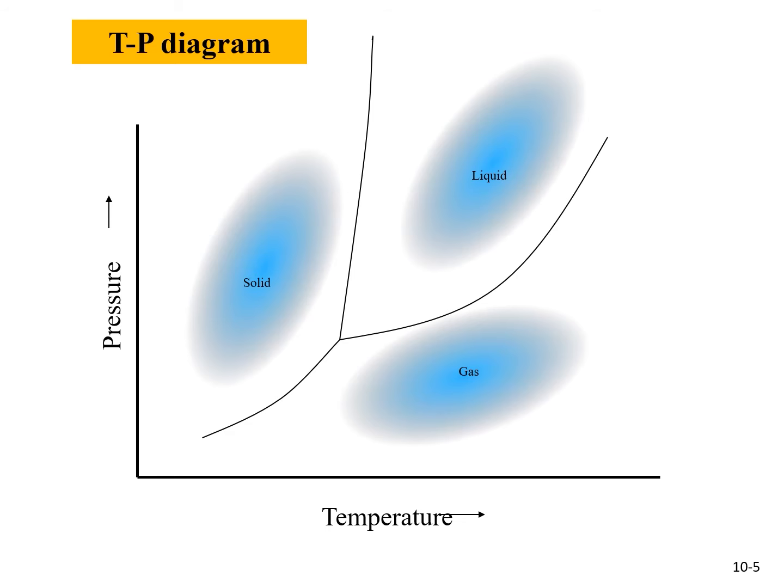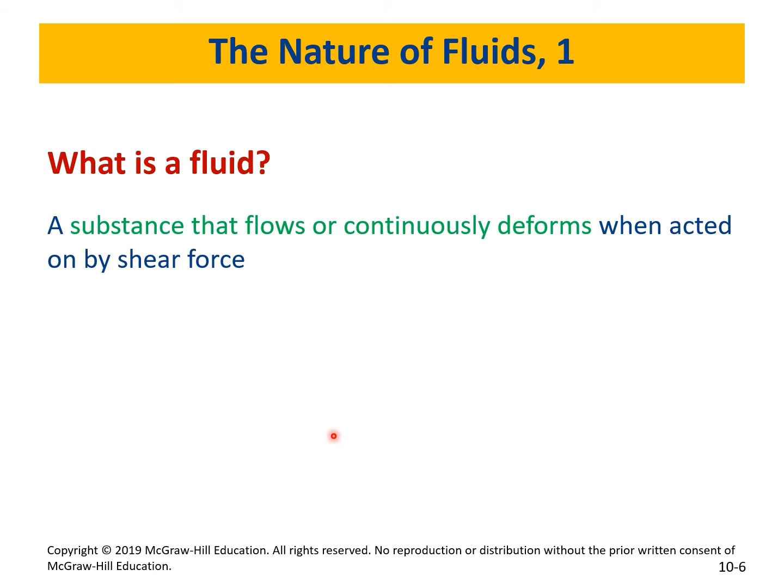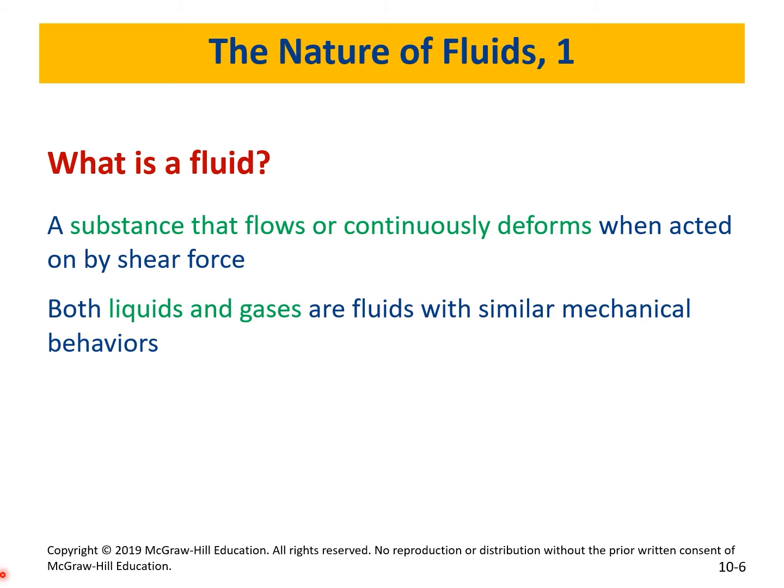Now, going to our chapter, the first thing: what is a fluid? We talked about liquid, right? Liquids and fluids are different. A fluid is a substance that flows or continuously deforms when acted on by shear force. That's the definition of fluid. Liquids and gases, both of them are actually fluids. Does that make sense? So we need to be careful when we use the terminologies. When an airplane is flying, it's actually flying in a fluid, in a gas. That's a distinction people need to understand as we move on.